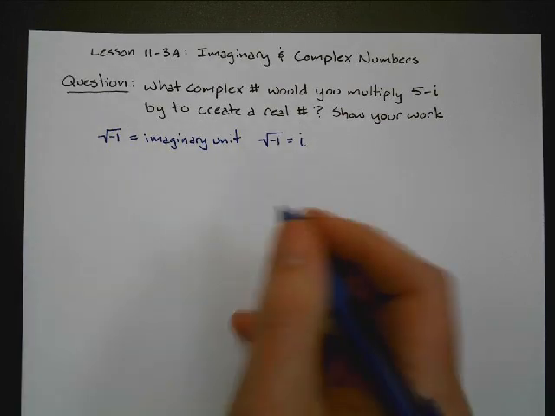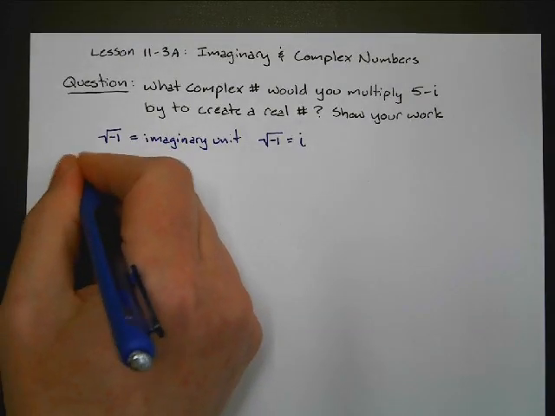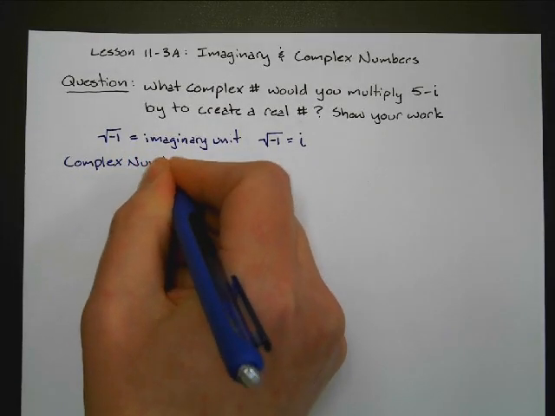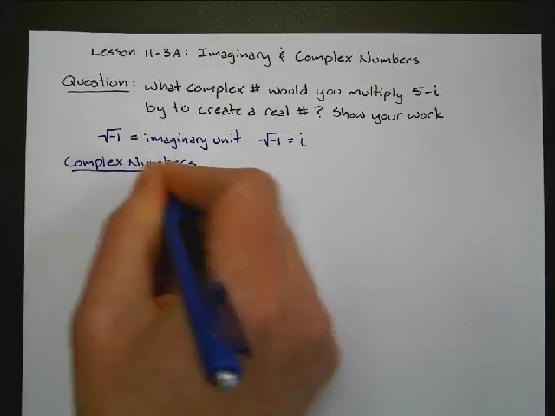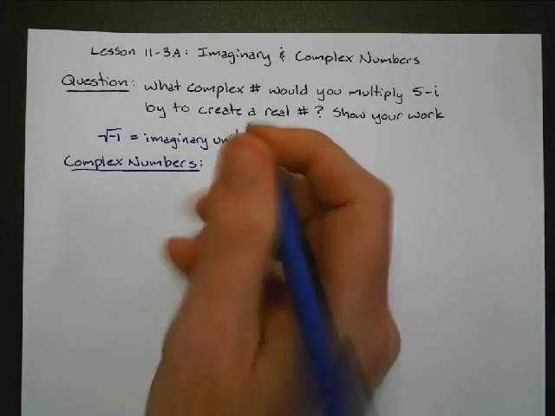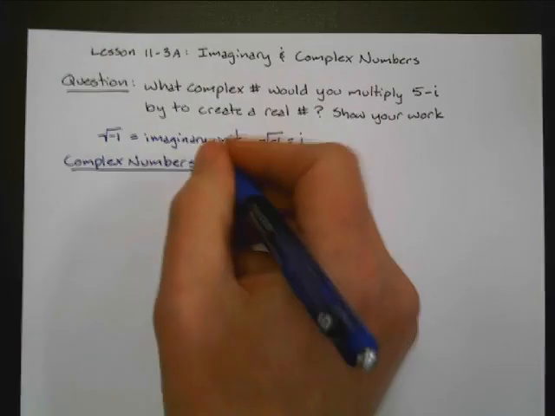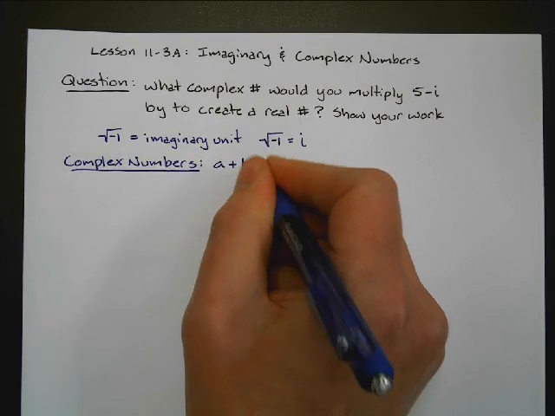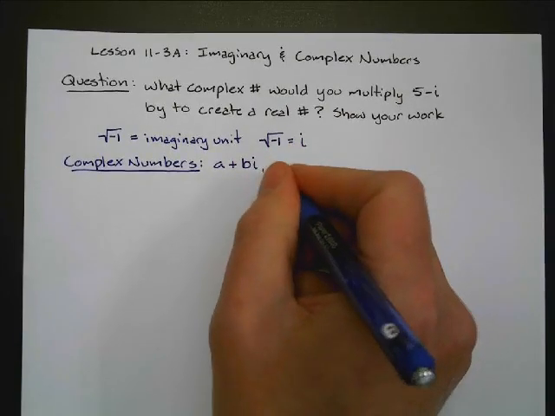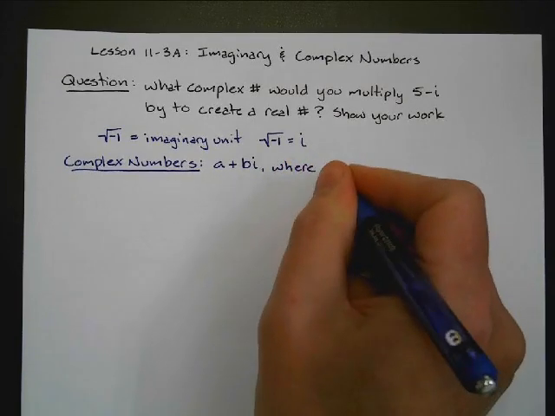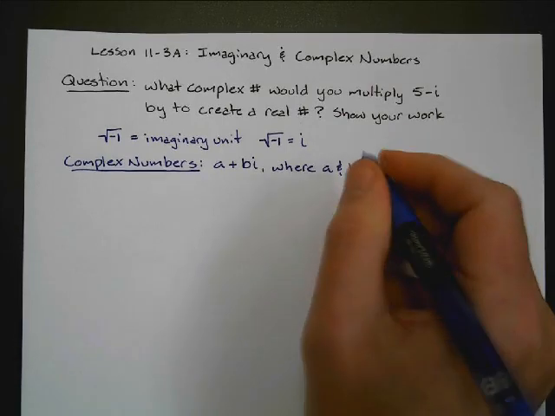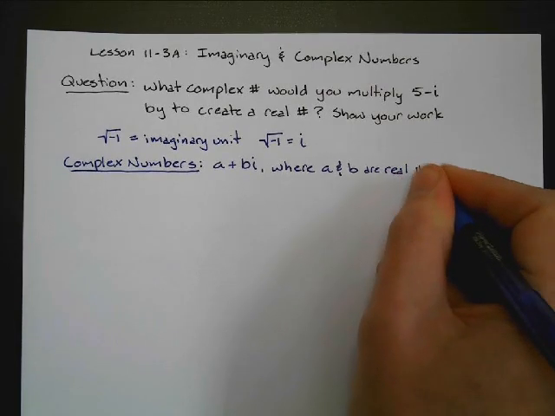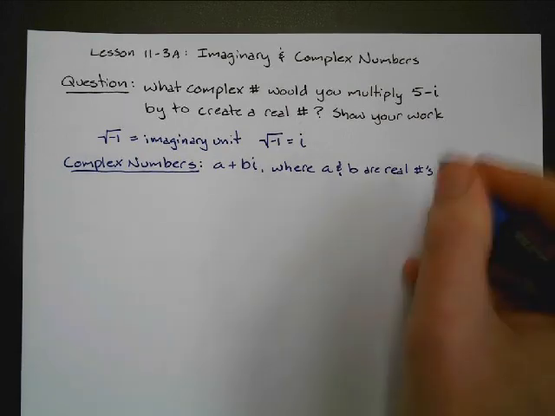All right, complex numbers. Complex numbers are in the form of a plus bi, where a and b are real numbers and i is the imaginary unit.